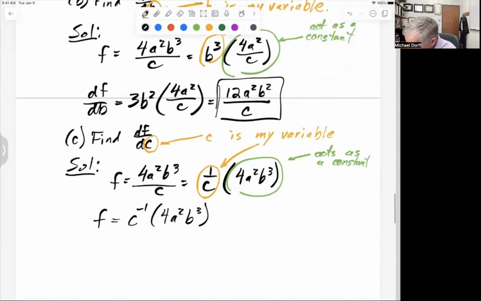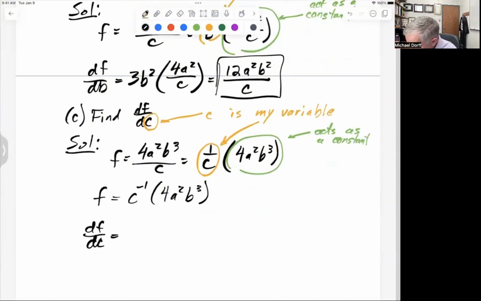And now when I take df/dc, I'm taking the derivative of c to the negative 1, so it's negative 1 c to the negative 2. By the power rule, I bring the exponent out front, so that's why I get negative 1. Then I subtract 1 from the exponent, so negative 1 minus 1 gives me a negative 2. And what's in the parentheses doesn't change because that acts like a constant.